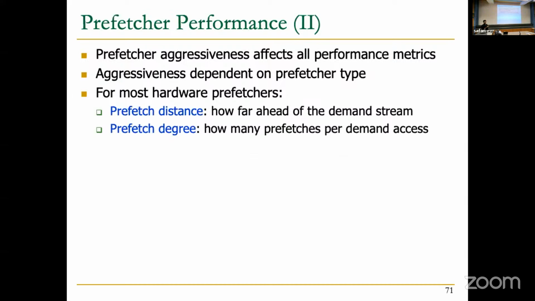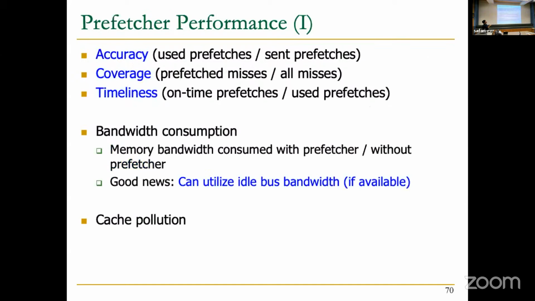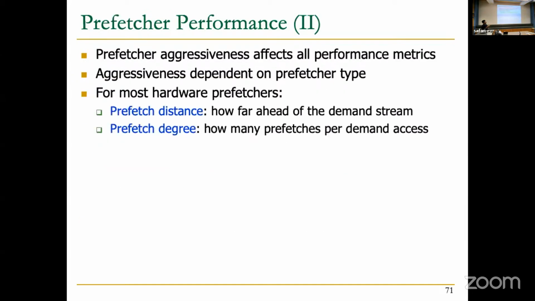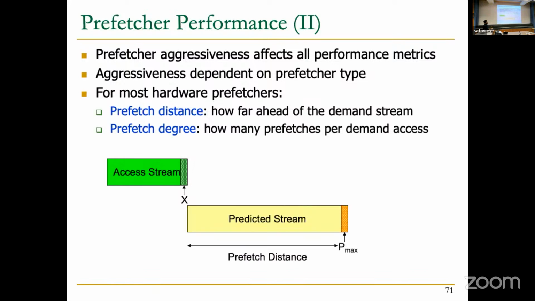The aggressiveness of a prefetcher essentially dictates how these three metrics are going to be impacted. So what do we mean by aggressiveness of the prefetcher? Aggressiveness can be encapsulated by these two metrics, prefetch distance and prefetch degree. Okay, so prefetch distance means, let's say, this is your access stream. This is what the program is accessing. So prefetch distance dictates that if your current demand access is this one, how far ahead you can actually prefetch. So that's the prefetch distance, right? So that's the P max. So you would start prefetching from this guy onwards.